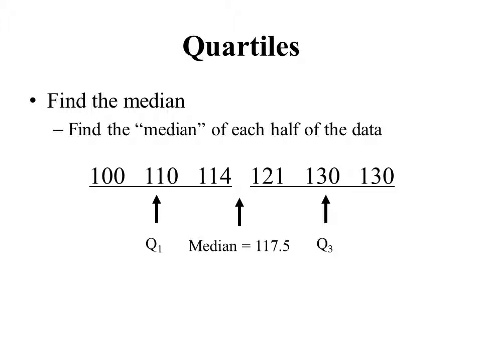Let's take the next example. Let's take the case of an even number of data values, where we've got 6 data values in this case. And so the median, we're going to take the 2 numbers in the middle, take their average, which as we saw before is 117.5, and then that divides the data up into 2 halves, each of which contains 3 data values. So the first quartile is 110, the third is 130, and we're all done.